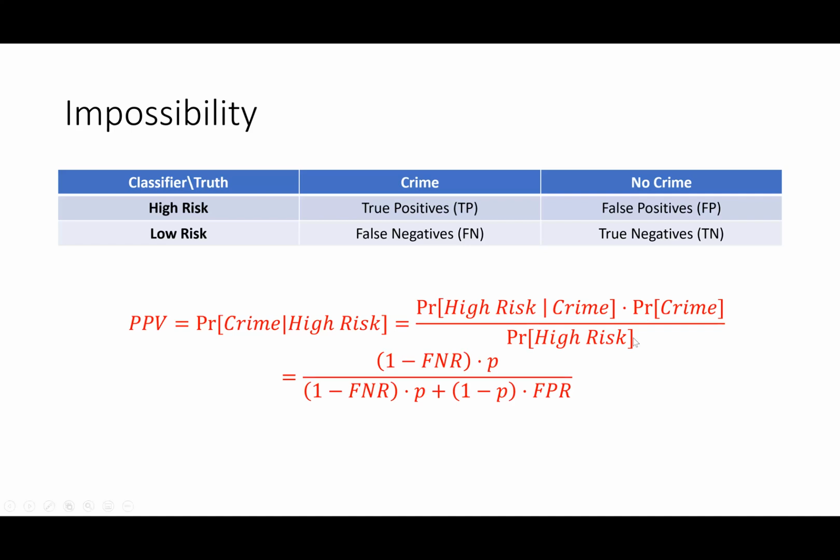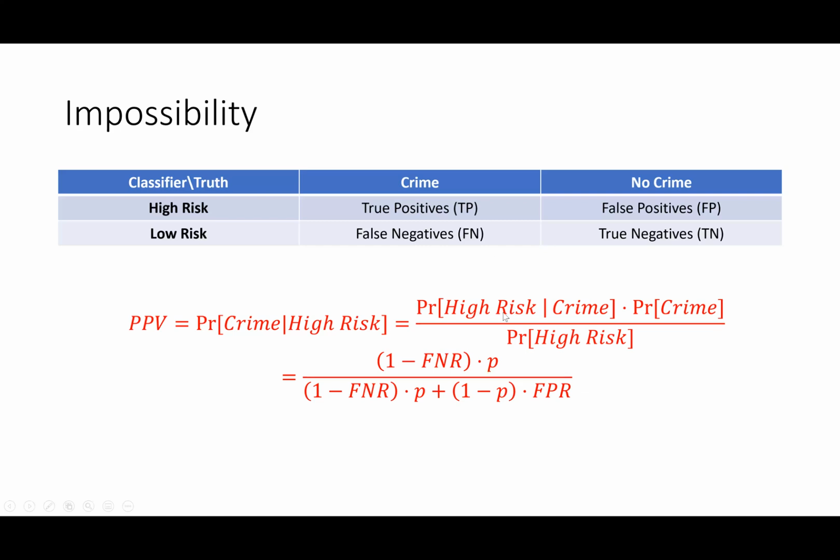All of these things are quantities that we can get our hands on. So what's the probability that you've committed a crime? Well, that's by definition just the base rate. Let's call that P. The probability that you've committed a crime, knowing nothing else about you, is just the base rate in your population.